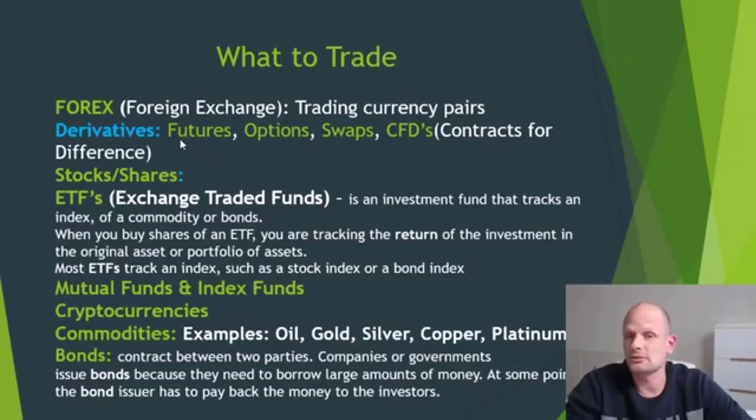For beginner traders, I would recommend trading futures or CFDs, for example, or stocks, or cryptocurrencies, because these are some of the easiest to trade. And also you can read about commodities, bonds, mutual funds, index funds, and what the differences are in trading ETFs and mutual funds.